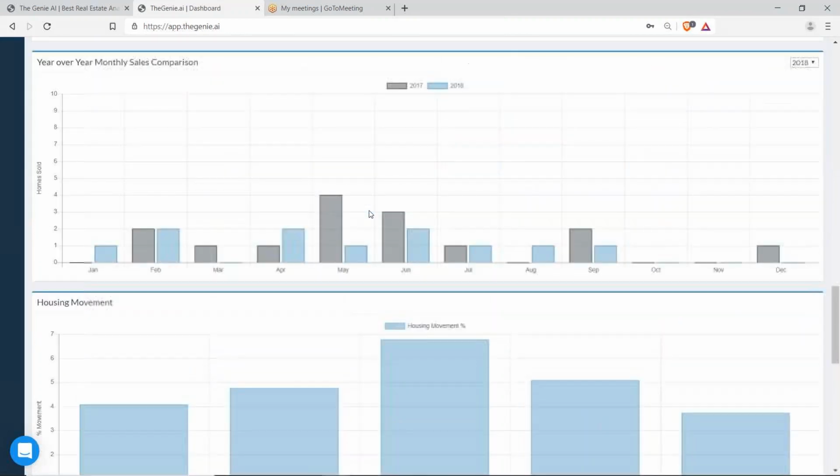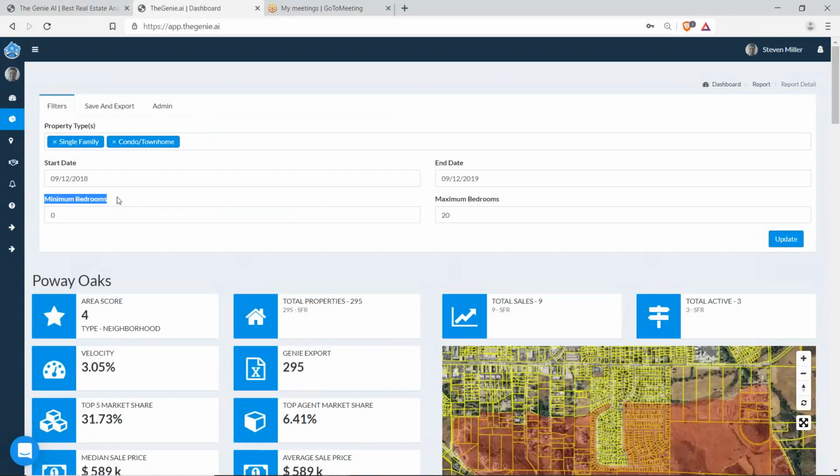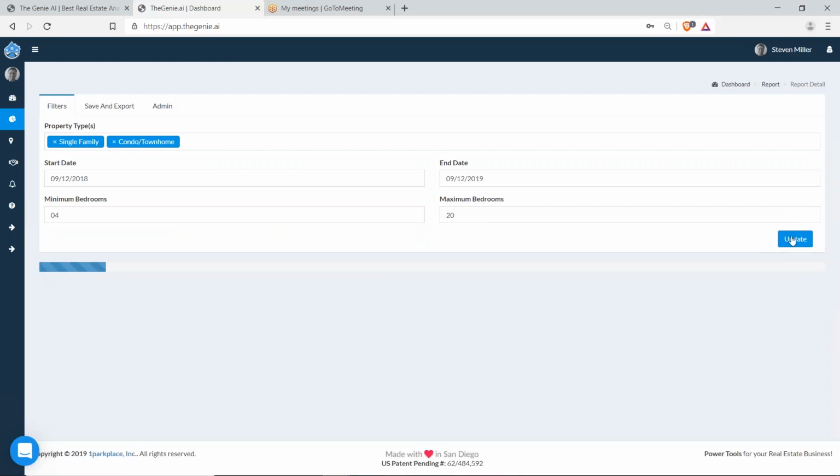Now the bedroom stuff is going to be important just because you'll be able to filter by bedrooms. So if you wanted to come in here and take a look at the 4+ bedrooms, all you have to do is type in 4 for minimum bedrooms, click update, and now we can see exactly what this farm is doing, looking at just the 4+ bedrooms.